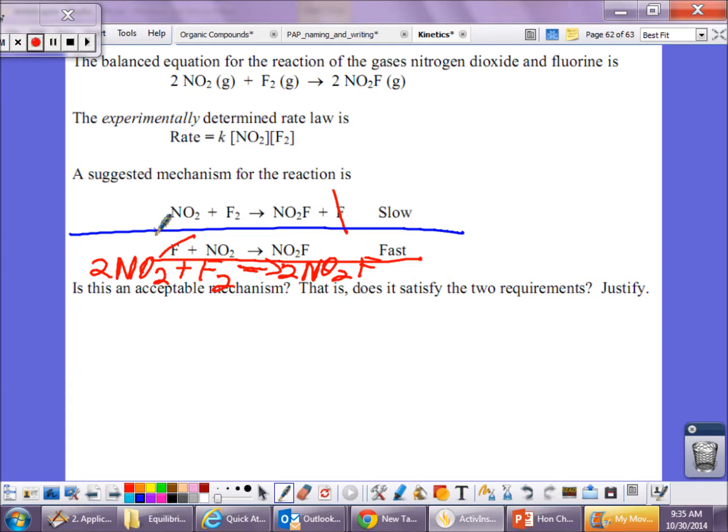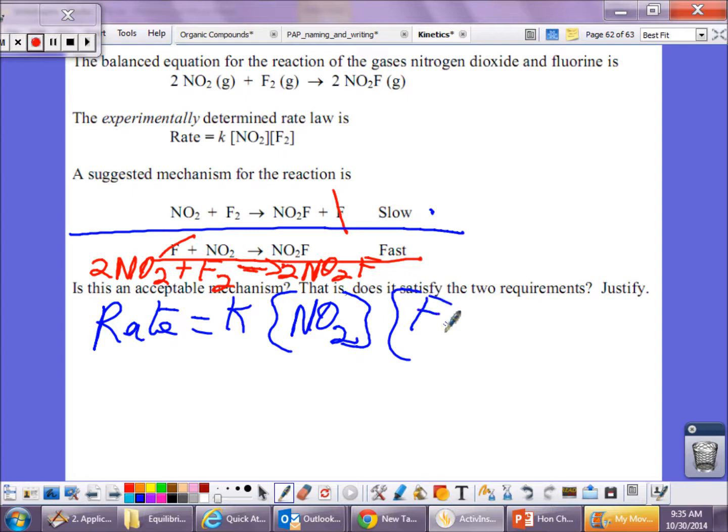So we stop right here. This is our rate determining step, the slow step, and we write our rate with that. We write down rate equals the rate constant times the concentration of the reactants, NO2 times F2. And then I check the given rate. Yes, it satisfies both of them, the stoichiometry and the rate law.